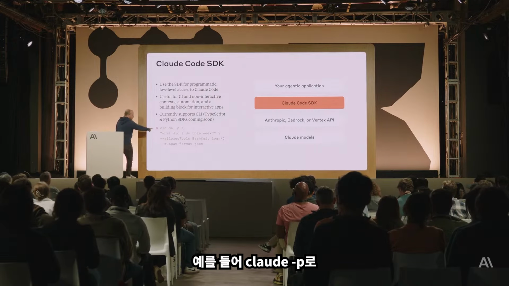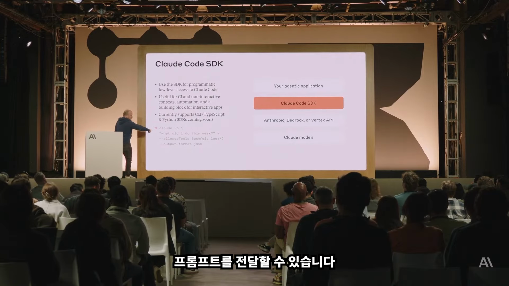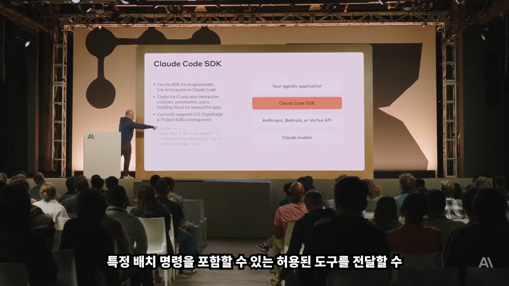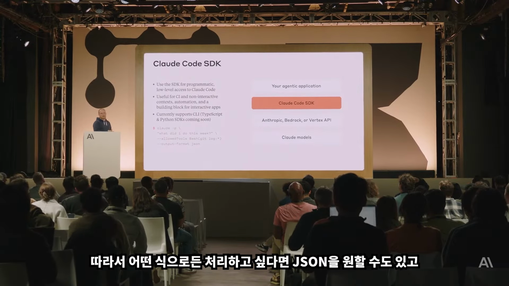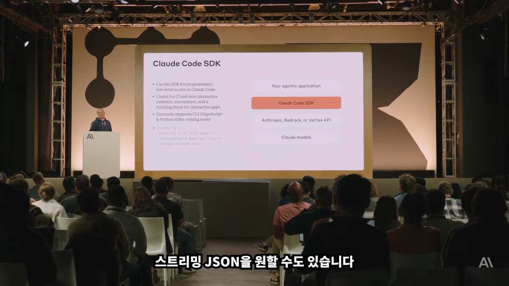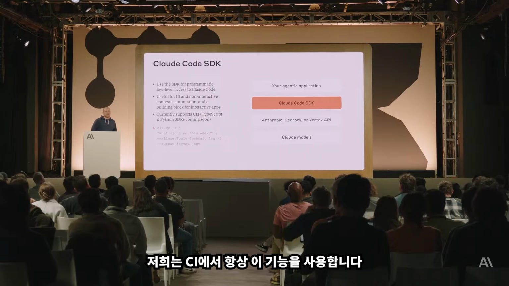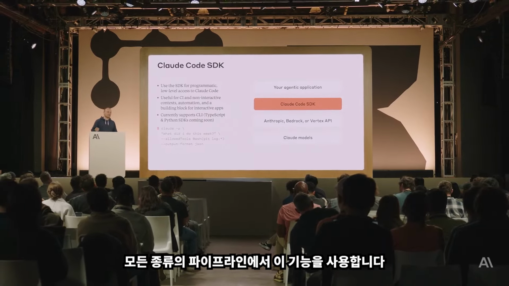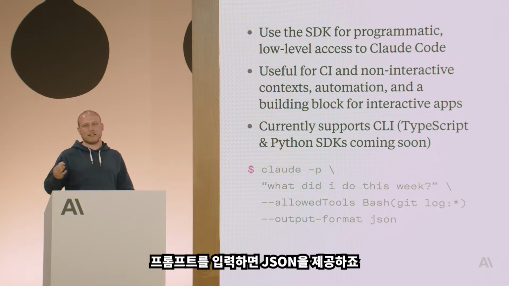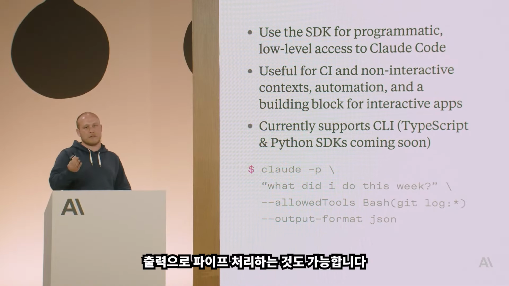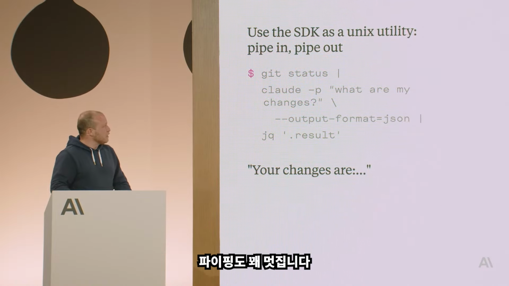And so, for example, something you can do is claude -p. So this is the CLI SDK. You can pass a prompt. You can pass some allowed tools, which could include specific bash commands. And you can tell it which format you want. So you might want JSON, or you might want streaming JSON if you want to process this somehow. So this is awesome for building on. We use this in CI all the time. We use this for incident response. We use this in all sorts of pipelines. So really convenient. Just think of it as like a Unix utility. You give it a prompt, it gives you JSON. You can use this in any way. You can pipe into it, you can pipe out of it.